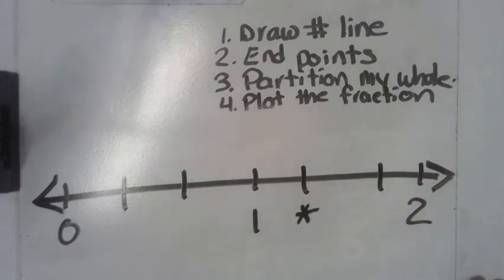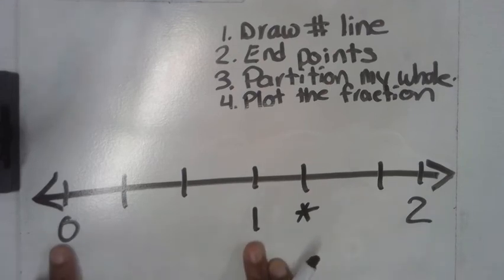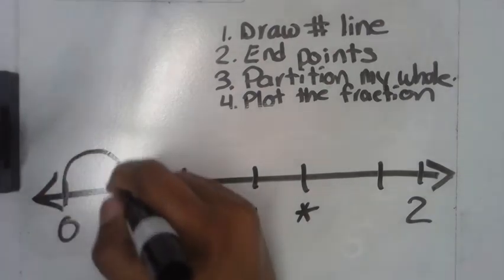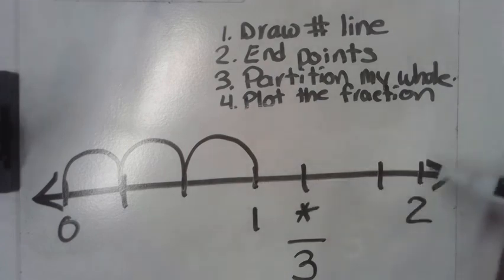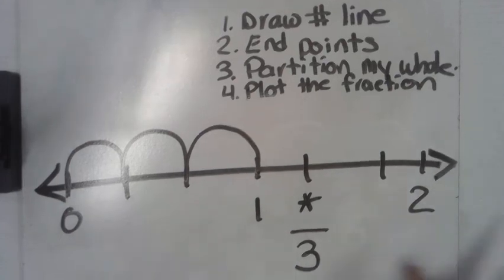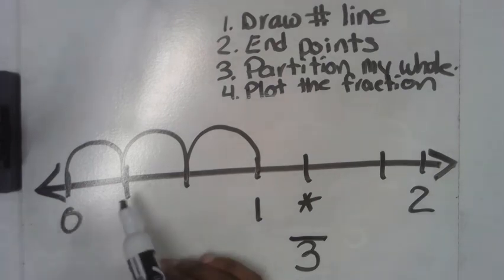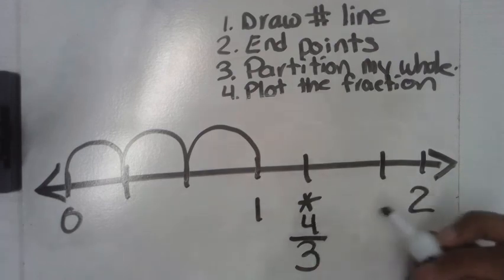What if I said, what is that fraction right there? I need to figure out how many parts I have on my whole. So let's count the jumps. 1, 2, 3. So my denominator is going to be 3. And if I go between this whole and this whole, you'll also notice that I have 1, 2, 3 jumps as well. So if my denominator is 3, then what fractional unit are we counting by? Thirds. Here we go. 0 thirds, 1 third, 2 thirds, 3 thirds, and this would be 4 thirds.